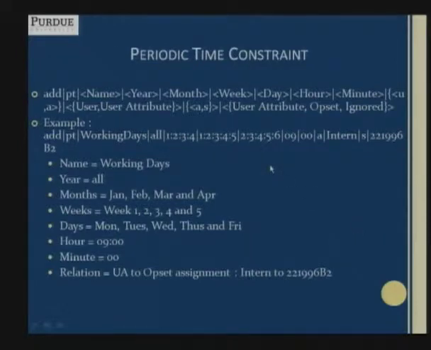So coming on to the periodic time constraint, here we give the name, and then whether it is valid for all years, the months, maybe for the first quarter only, the first 4 months, and then the weeks, or just the first week or all weeks, then the days, if only working days, then these are the days for the periodic time constraint, and what time this constraint starts, and in the end the relation with which this constraint is valid.